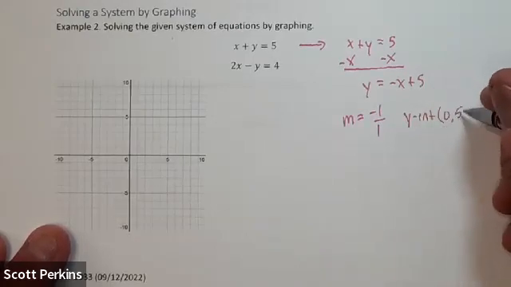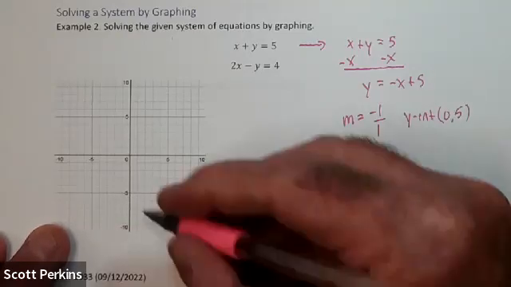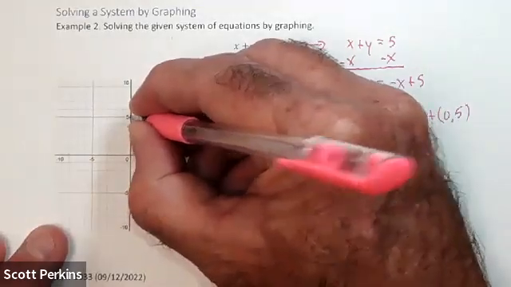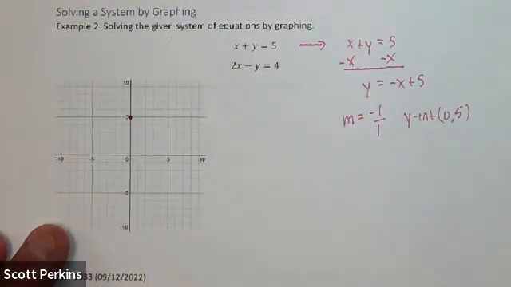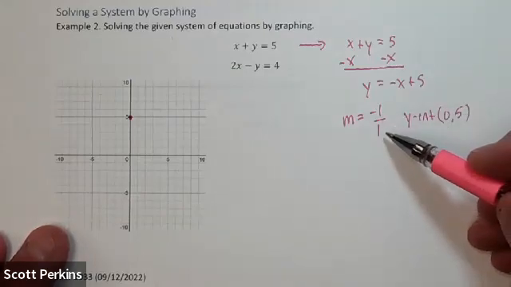5. I'm going to write it as 0, 5, but 5 is perfectly wonderful. And so let's go ahead and graph that. So the y-intercept is 5, so I'm going to go up 5 units. I'm going to make a dot right there. Lovely. My slope is -1/1, so that is -1 in the y direction, and then +1 in the x direction.